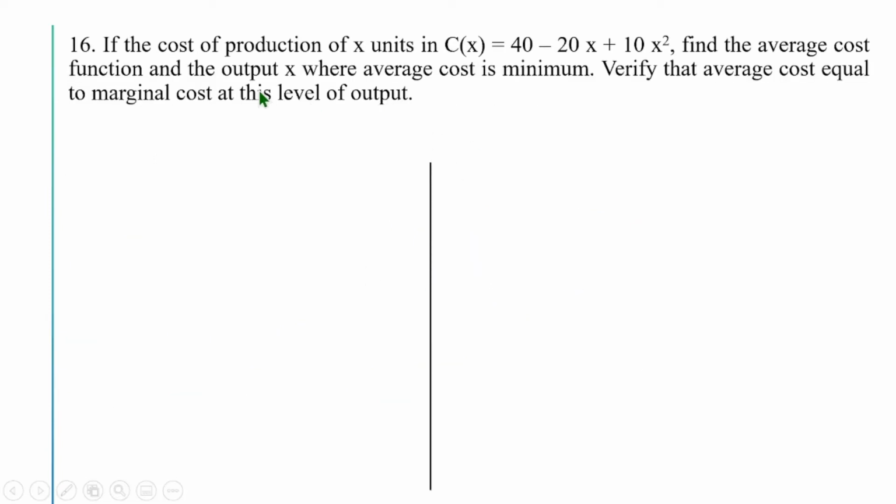The next question, if the cost of production of x units is C of x is equal to 40 minus 20x plus 10x square, find the average cost function and the output x where average cost is minimum. Verify that average cost equal to marginal cost at this level of output. So here we are given the cost of production for x units of a commodity. We have to find the average cost function and find the output x where average cost is minimum. Or in other words, we have to find the point of local minima.